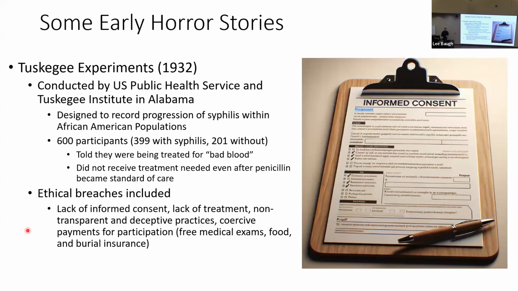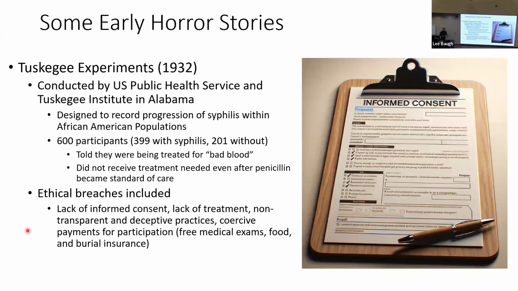So as we'll be talking about, one of the pillars of a clinical trial is this notion of informed consent, that you provide your research participants enough information to make an informed decision as to whether this is something that they want to participate in. In this case, that wasn't done at all. Participants were not really told what they are being studied for. They weren't really given an option. They were just told, hey, we're going to treat you for bad blood. And that was considered enrolling them in this study.